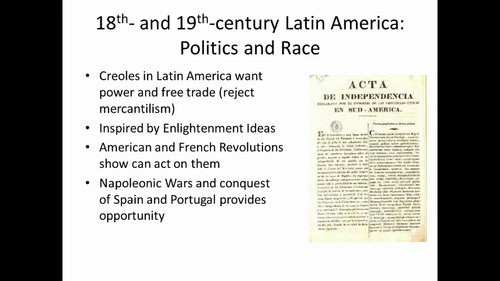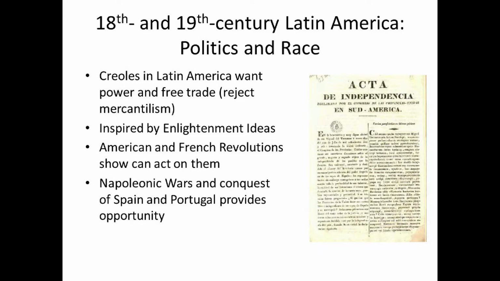So the Creoles in Latin America, they want to be in charge. They want to run Venezuela. They want to run Argentina. They want to be in charge. And an example of why they want to be in charge is because they would like to have free trade, because then they can get more money for the things they're selling, because they can sell them to whoever they want.